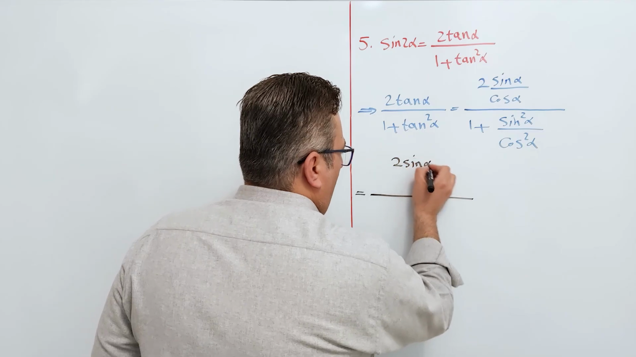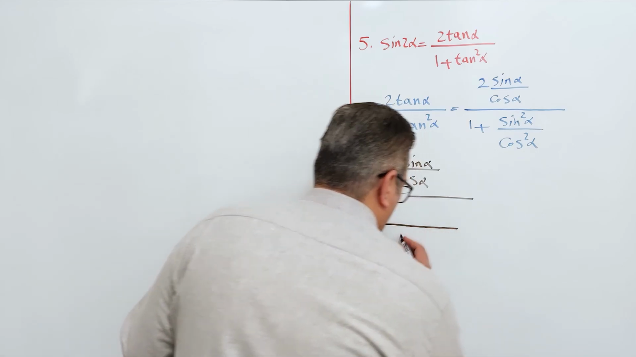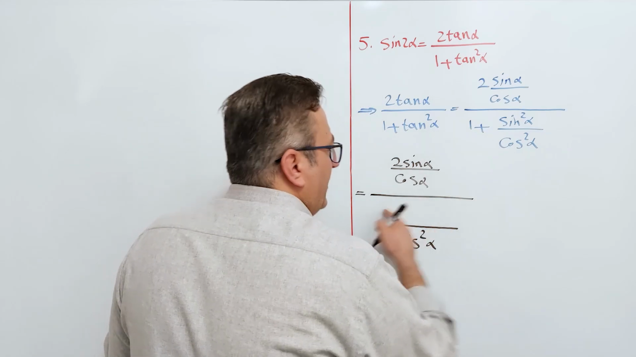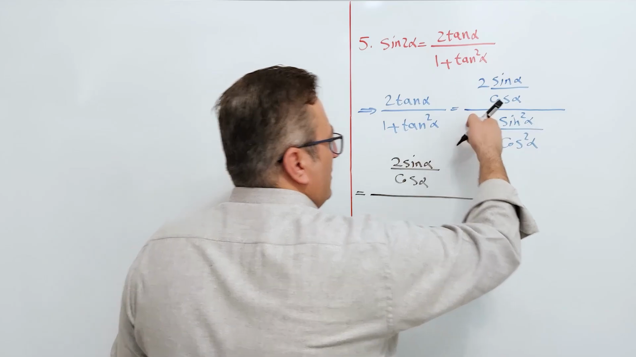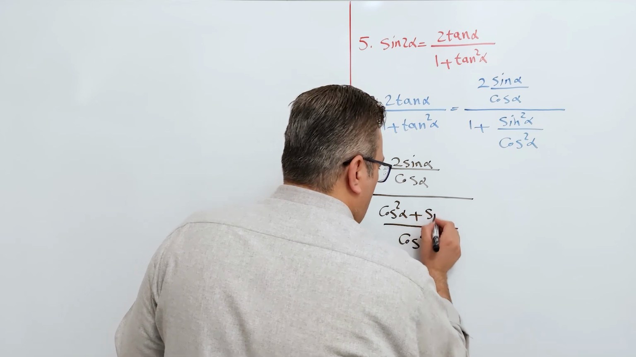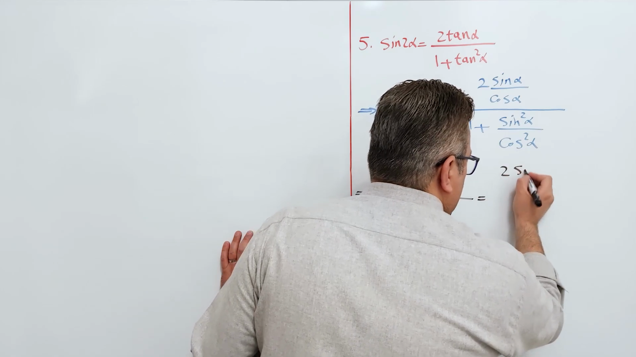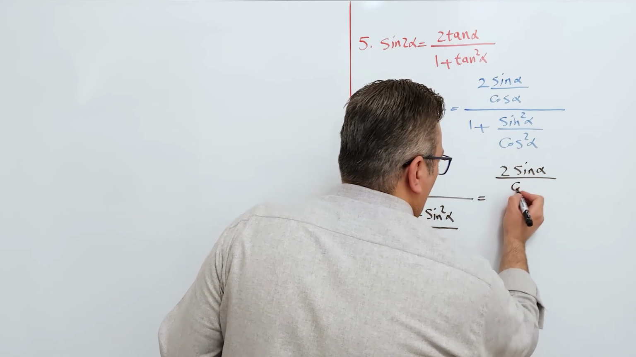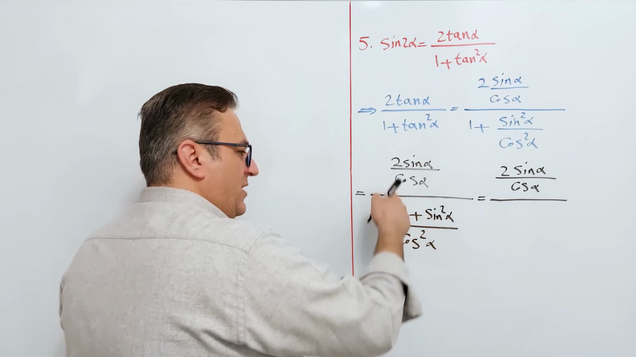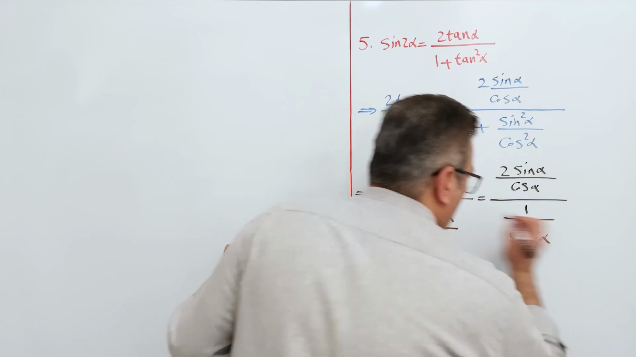2 sine alpha divided by cosine alpha divided by cosine squared alpha, and in the numerator we can write cosine squared alpha plus sine squared alpha. Okay? And 2 sine alpha divided by cosine alpha divided by sine squared alpha plus cosine squared alpha is equal to 1 divided by cosine squared alpha.